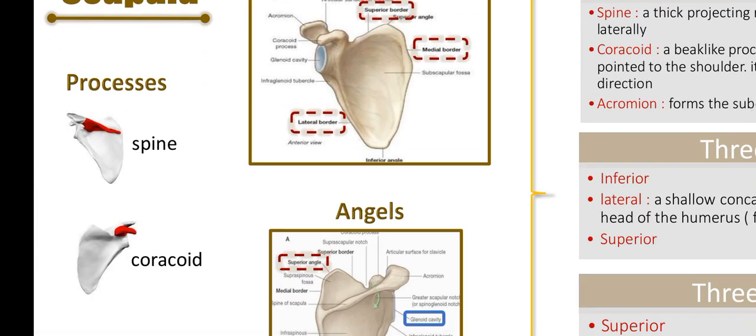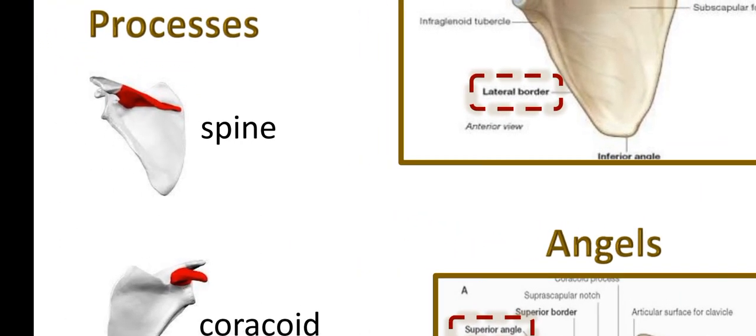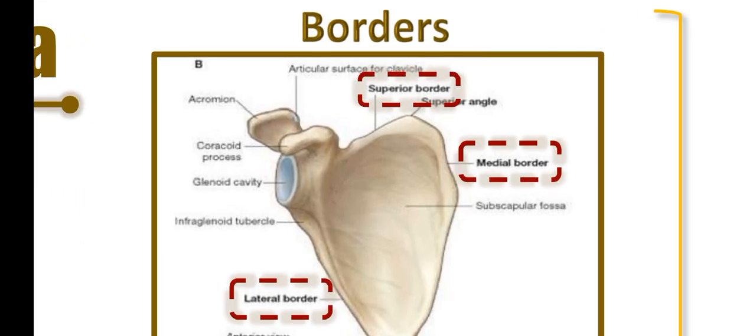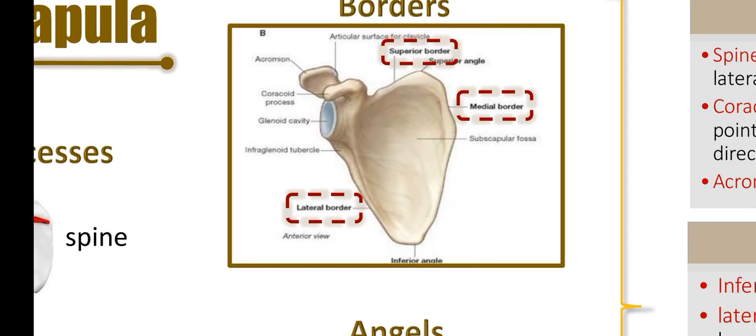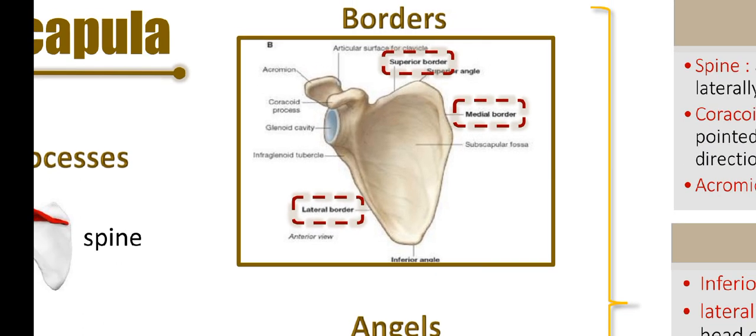I'm good at maths. So now you could see the posterior view of the scapula. You could see the spine of the scapula dividing the infraspinous fossa and the supraspinous fossa. Now the borders of the scapula: you see the superior border, the medial border, and the lateral border. Now take a look at the labeling of the scapula. You see the glenoid cavity articulating with the glenoid process of the humerus. You see the acromion articulates with the acromial end of the clavicle.